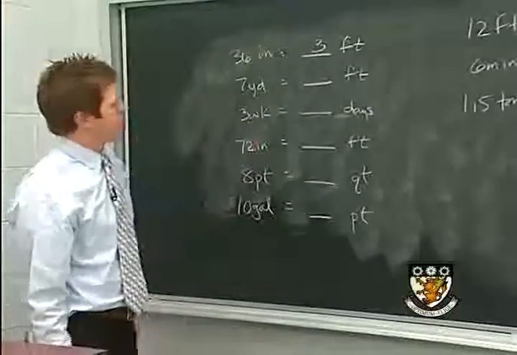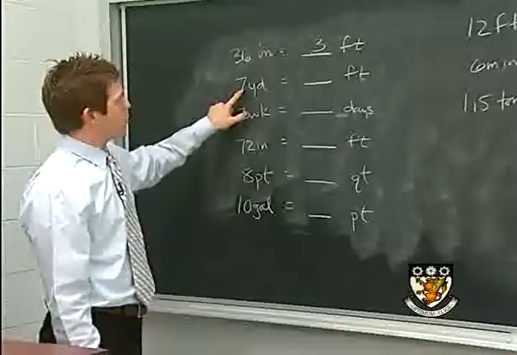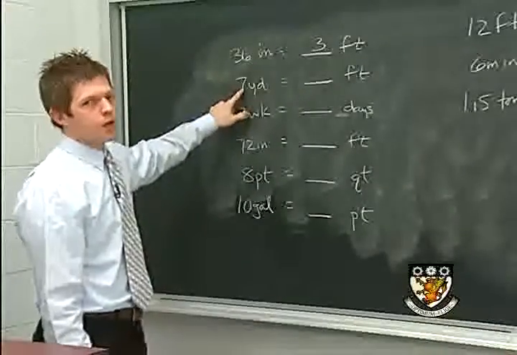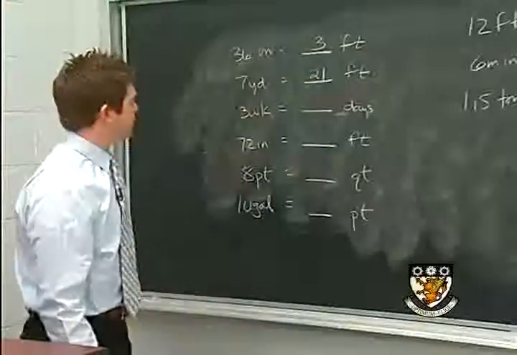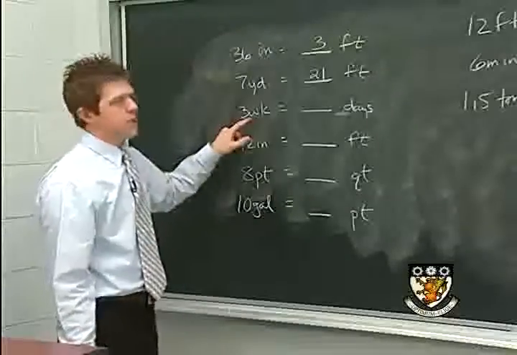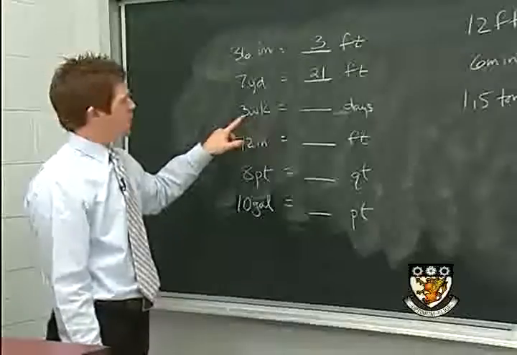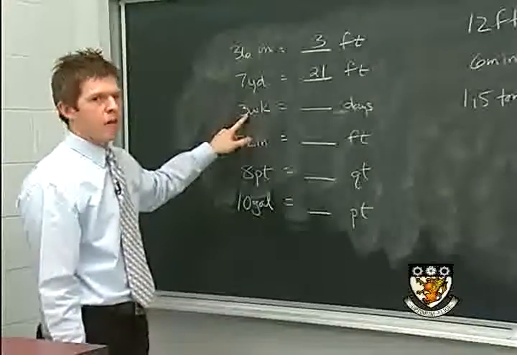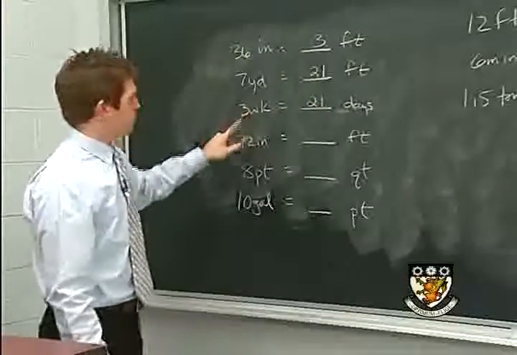Yards and feet. We know that for every 1 yard, there are 3 feet. So I take this number 7, multiply it by 3, so 7 yards equals 21 feet. We have weeks to days. There are 7 days for every 1 week. So I take 3, multiply by 7, so 3 weeks would be the equivalent of 21 days.